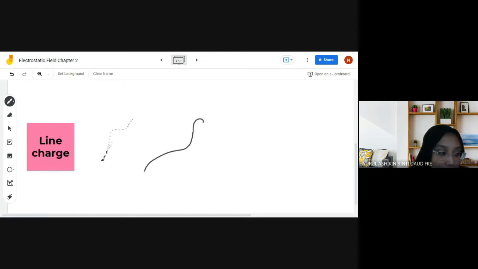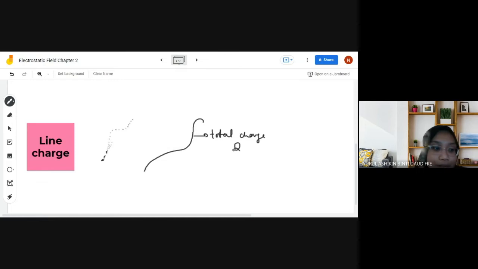All right. So it can be represented in any shape. There is no specific shape for a line charge. It can be any shape. So let's say we have a line charge here. The line charge here is equal to the total charge Q. As I mentioned earlier, a line charge is actually a combination of several point charges. So the total charge in the line charge is the total charge Q.